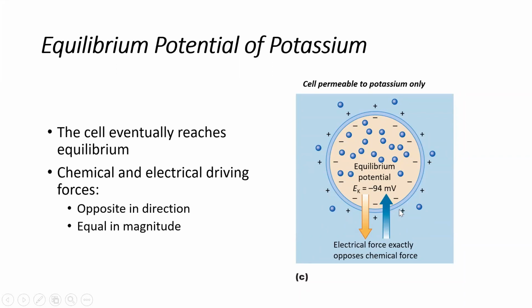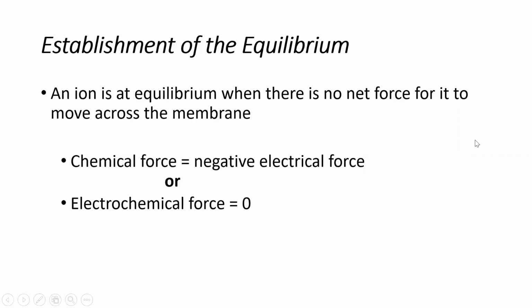Just to go a step further and describe what this really means, negative 94 means that at this membrane potential, potassium is no longer moving. It's at equilibrium. To recap, an ion is at equilibrium when there's no net force for it to move across the membrane, i.e. the chemical force is equal to the negative electrical force, or there is zero electrochemical force. The electrical and chemical forces cancel each other out and we see zero movement.